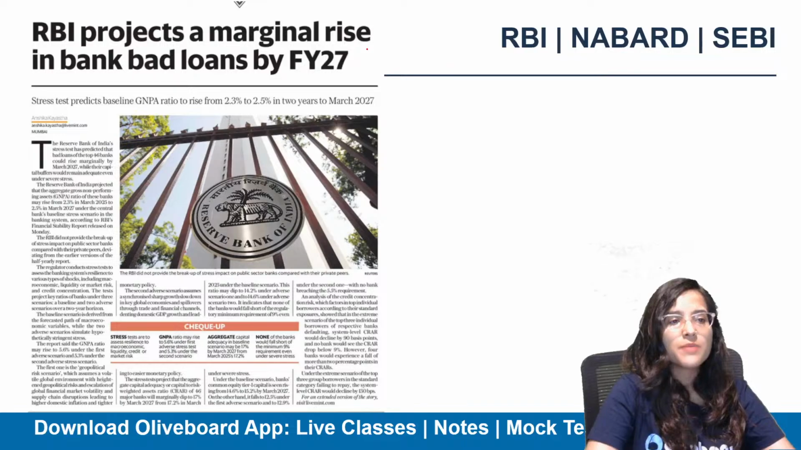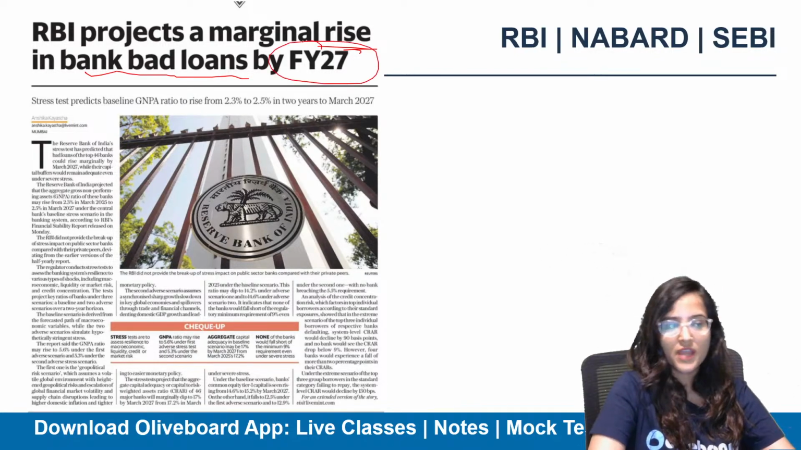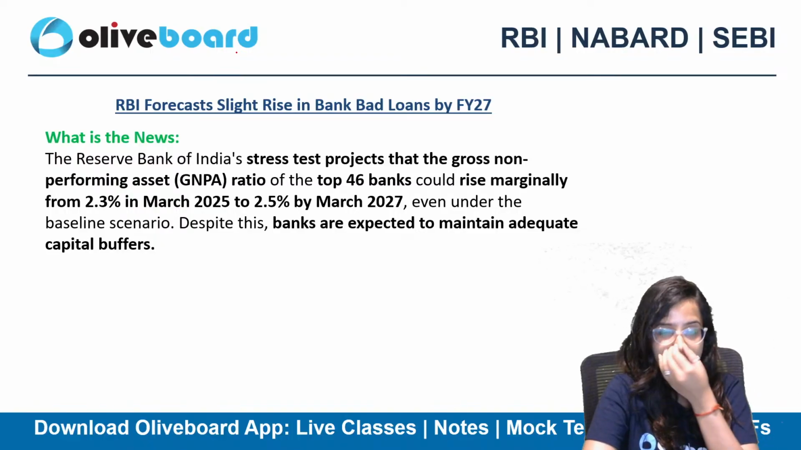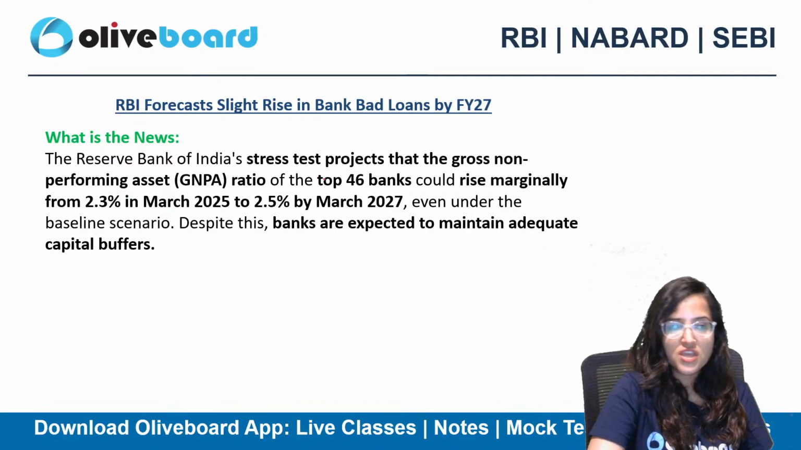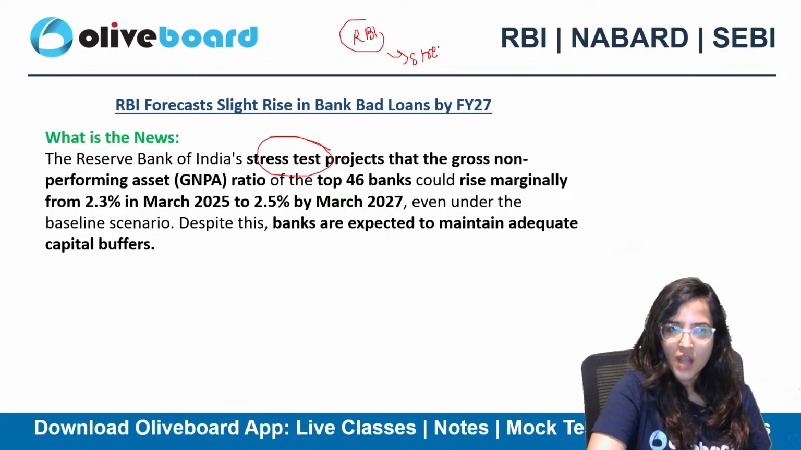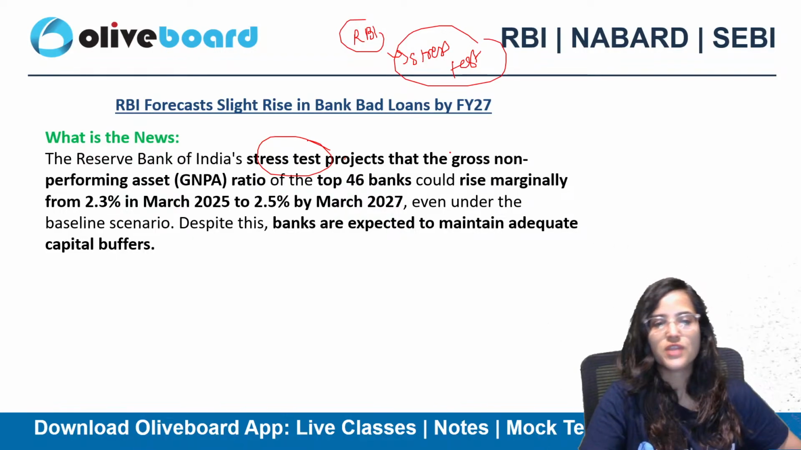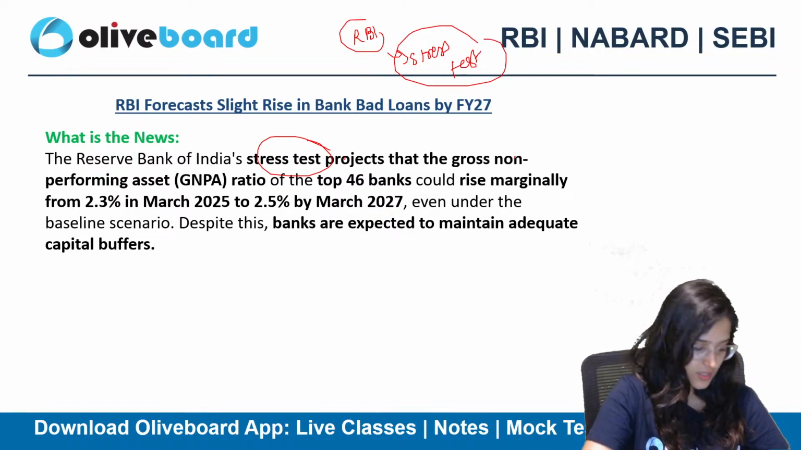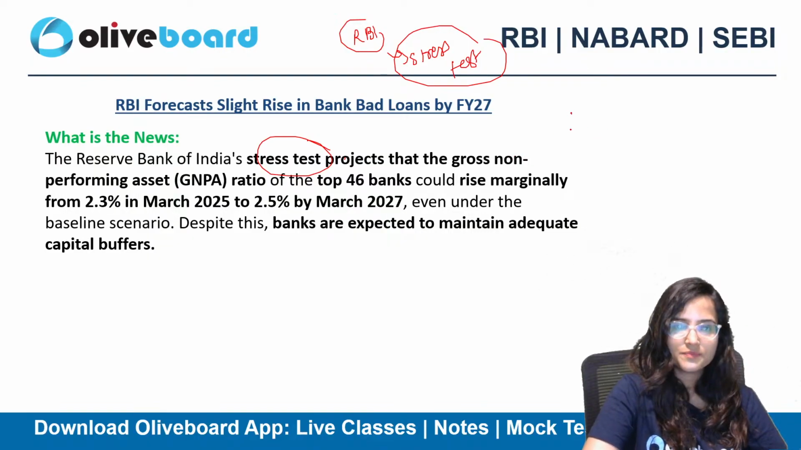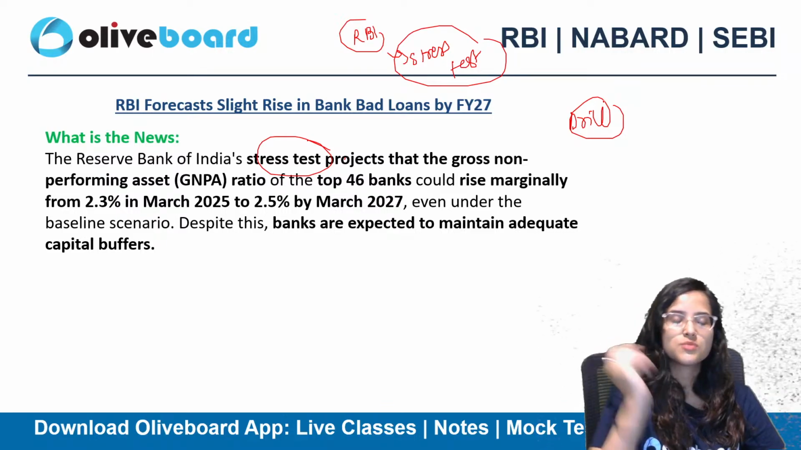RBI projects a marginal rise in bank bad loans by financial year 27. These stress tests are conducted by RBI. What are these stress tests? They check how a bank is going to perform if there is any kind of crisis. Just like a drill, a mock drill type. These are what are called stress test projections.